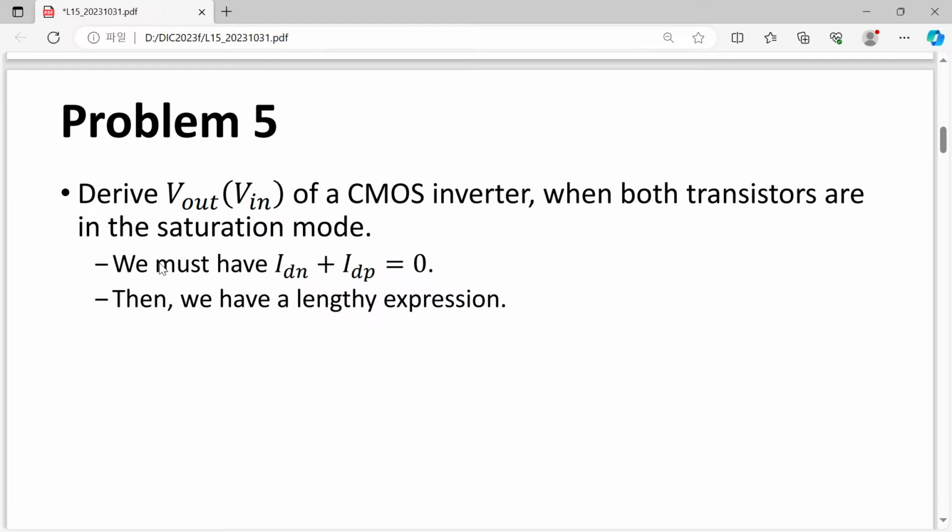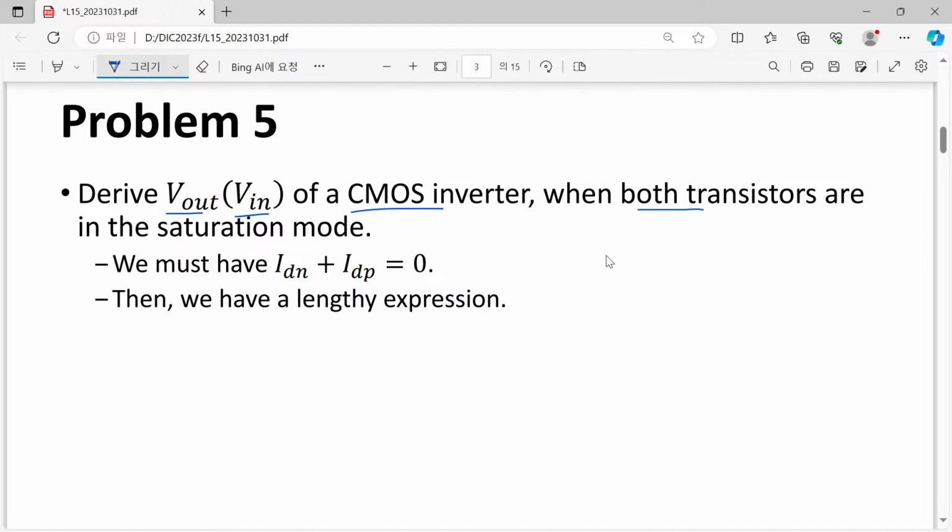It was the problem about deriving the input and output relation of a CMOS inverter when both transistors, NMOSFET and PMOSFET, are in their saturation mode. So we must have the sum of drain current, which should be 0 in this case. Then we can make a lengthy expression.